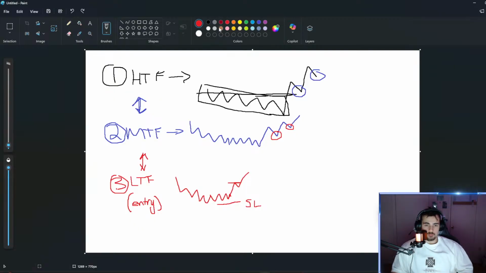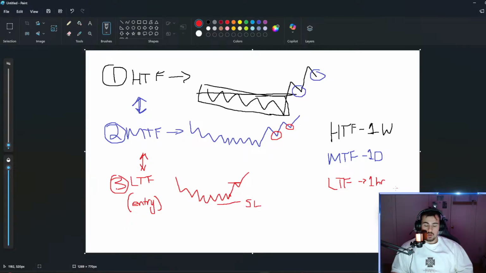So the higher time frame, then we have the medium time frame, and then we have the lower time frame. My higher time frame I want to be testing with is the 1 week. The medium time frame I'm going to be testing with is the 1 day. And then my lower time frame I'm going to be testing with is the 1 hour.